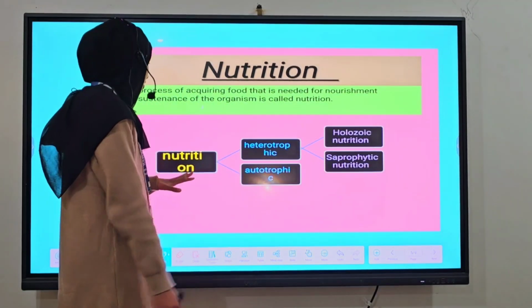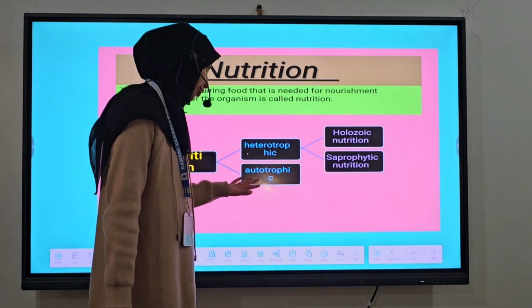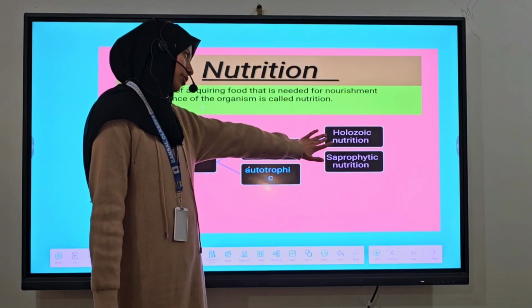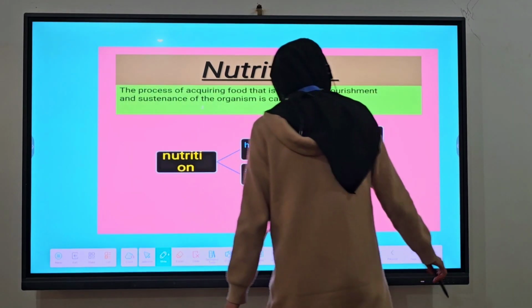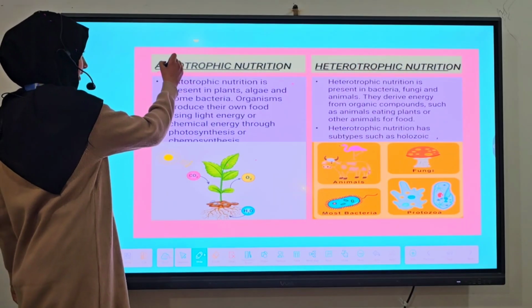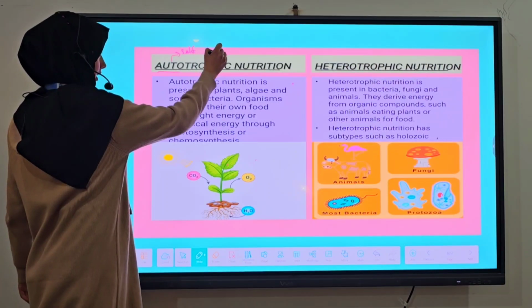Nutrition is broadly divided into two: heterotrophic nutrition and autotrophic nutrition. And heterotrophic is then divided into holozoic nutrition and saprophytic nutrition. First we'll be discussing autotrophic. Autotrophic nutrition: auto here means self, and trophic means to make.